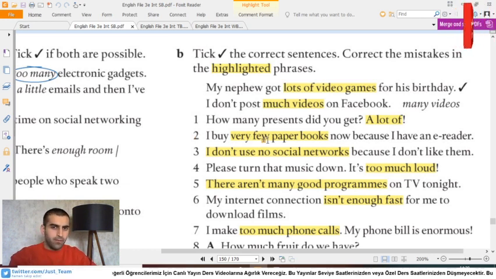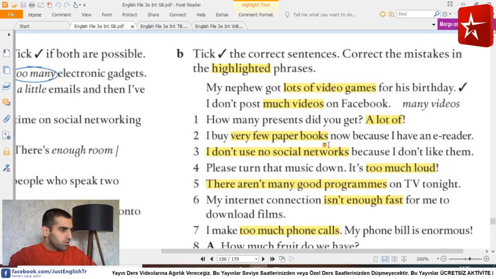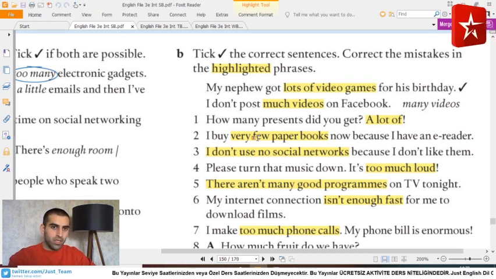I buy very few paper books now because I have an e-reader. A lot of napkins. Yes, Mustafa Cihat, it's correct. But what about number 2? Your answers for number 2. Which one is correct? Very few paper books. Is that correct or not?